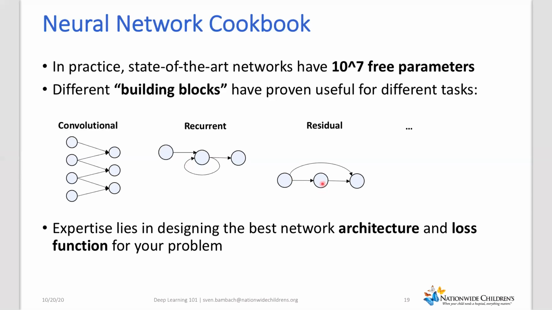What I'm trying to convey to you is that in reality, these networks are very large. And the real expertise, what differentiates an expert in deep learning from a novice, is that the expert knows how to best design the neural network architecture. So how to combine these neurons, how to build this network, and how to build the ideal loss function. So what function you're trying to optimize for your specific problem. If you're very good at designing network architectures and designing loss functions, you are probably an expert in deep learning and can make a lot of money right now.